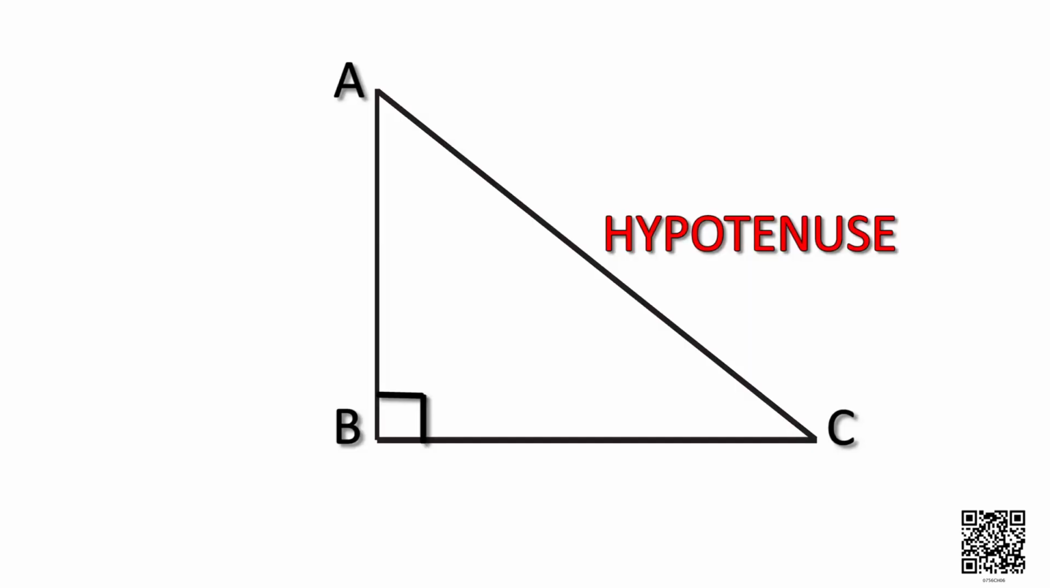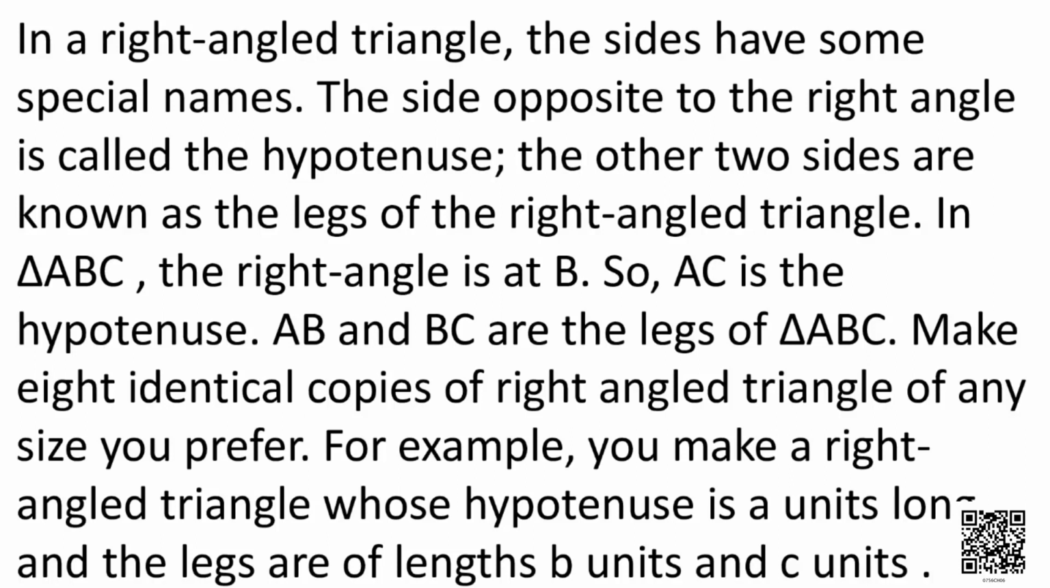So students, in a right angled triangle, the sides have some special names. The side opposite to the right angle is called the hypotenuse, and the other two sides are known as the legs of the right angled triangle. Now in this triangle ABC, the right angle is at B, so AC is the hypotenuse. AB and BC are the legs of triangle ABC. We will try to make identical copies of a right angle triangle of any size we prefer. For example, we can make a right angle triangle whose hypotenuse is a units long and the legs are of b units and c units.